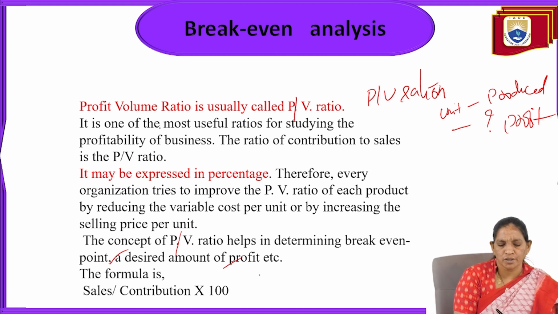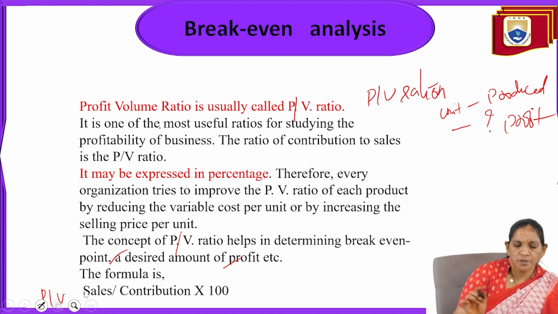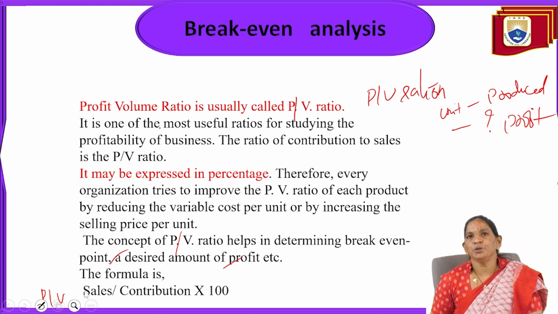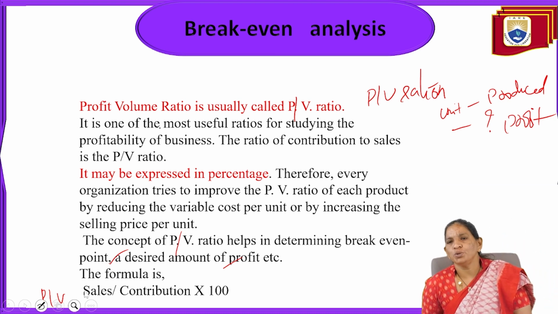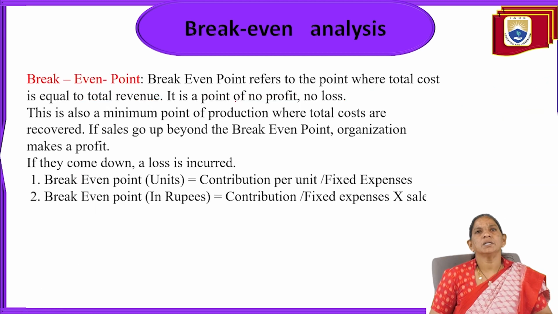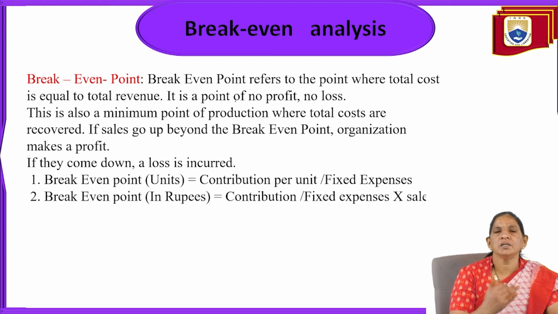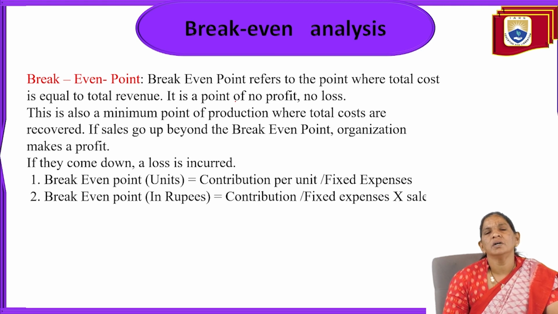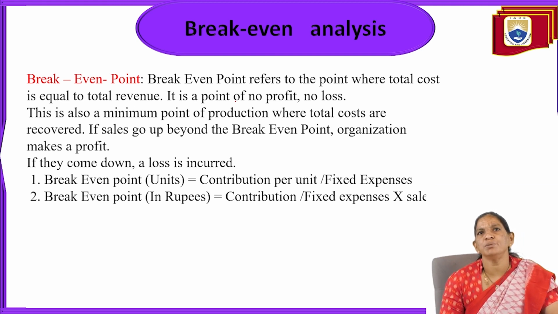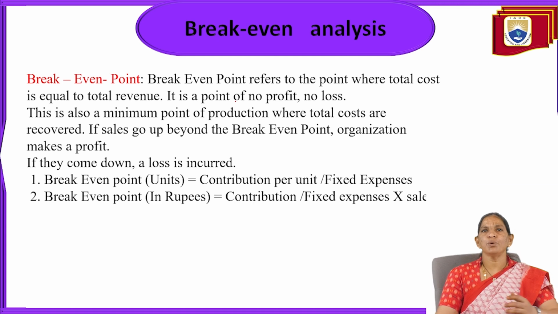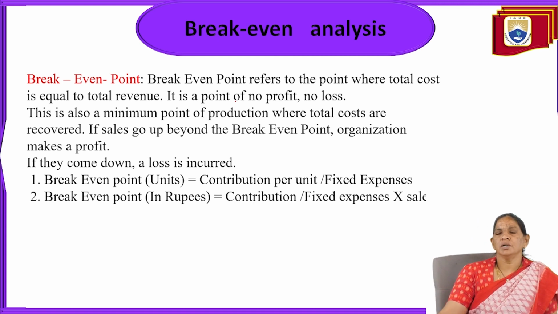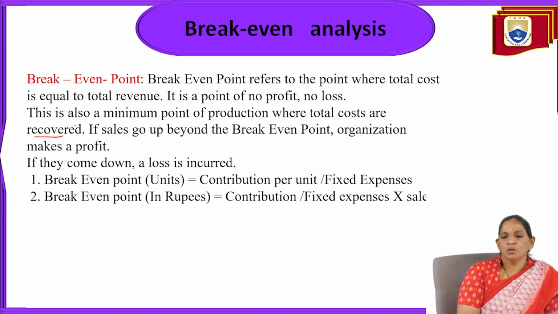So the formula for PV ratio is contribution by sales into 100. Next we have the break even point. By calculation of all these, we are able to calculate this BEP, which refers to where total cost is equal to the total revenue. It is the minimum production point where we can recover the total cost.